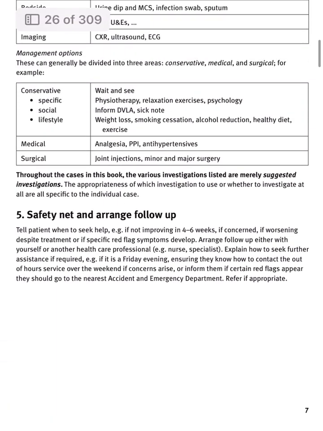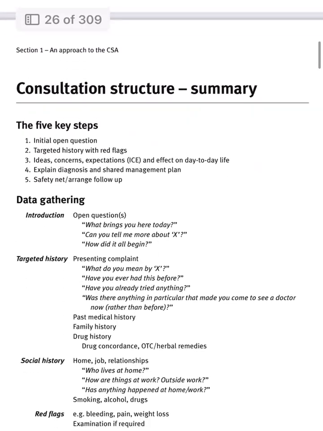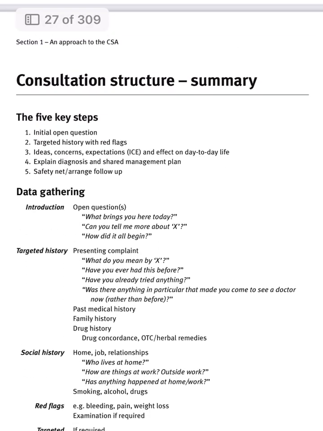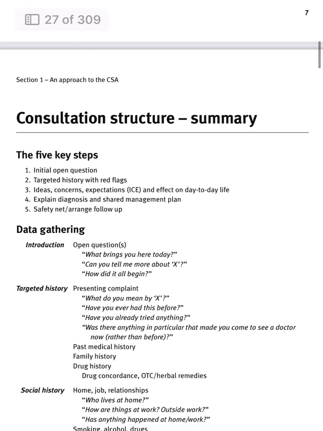Okay, so these were all 5. Now consultation structure and summary. The 5 key steps which we discussed above: initial open question, targeted history with red flags, address concerns, expectations and effect on day-to-day life, explain diagnosis and shared management plan, and safety net and arrange follow-up.